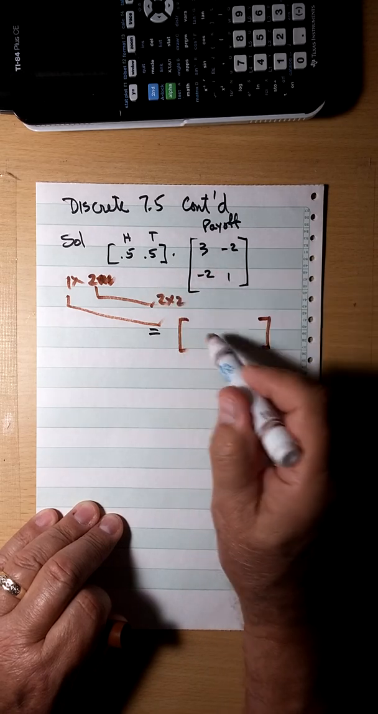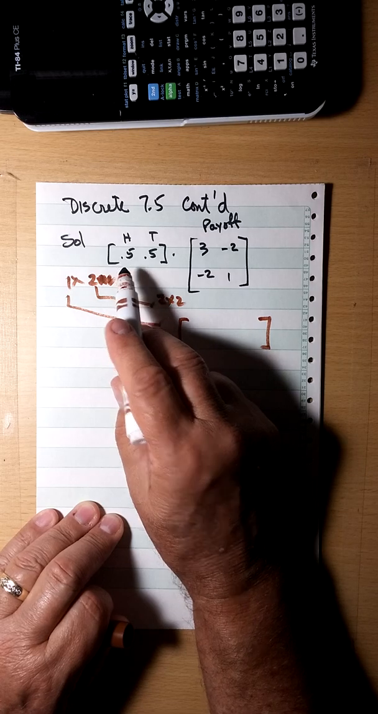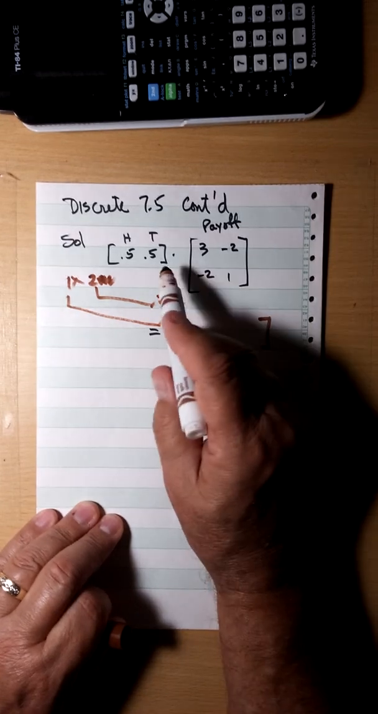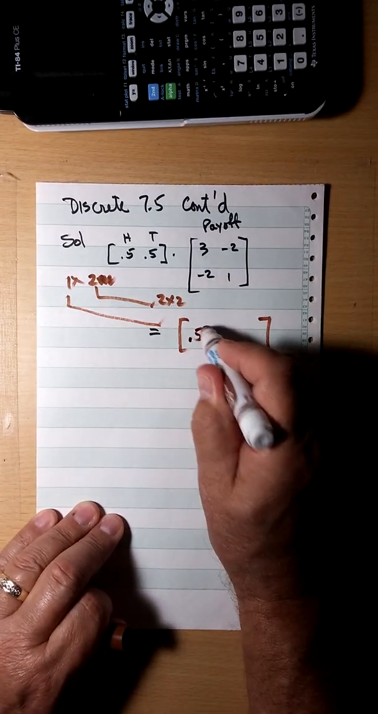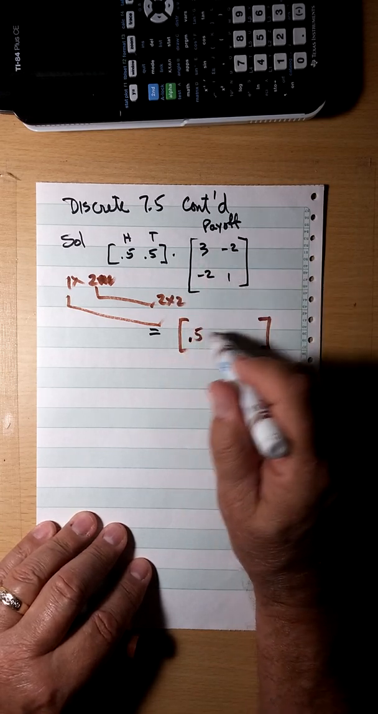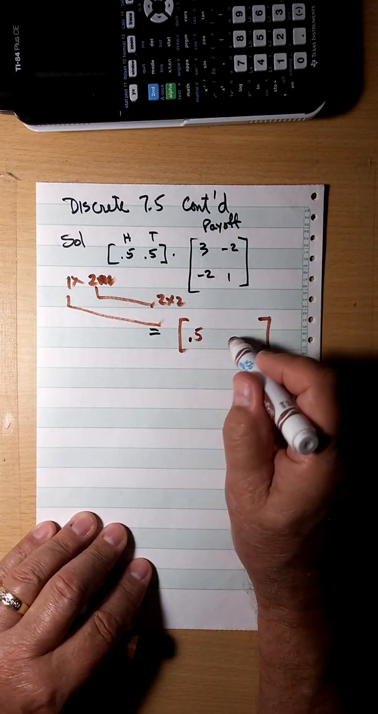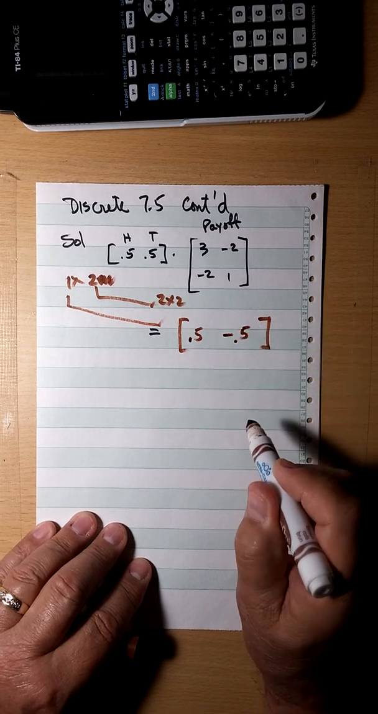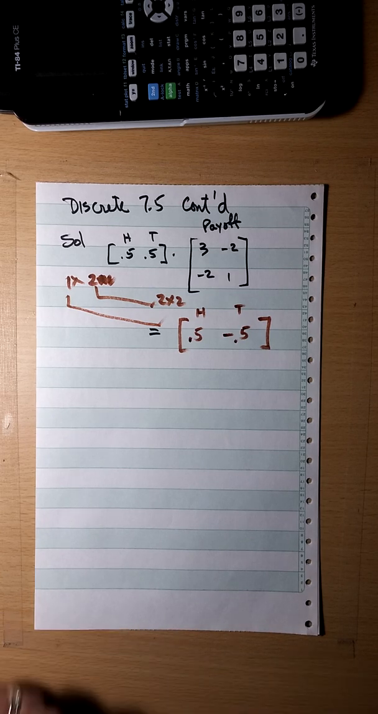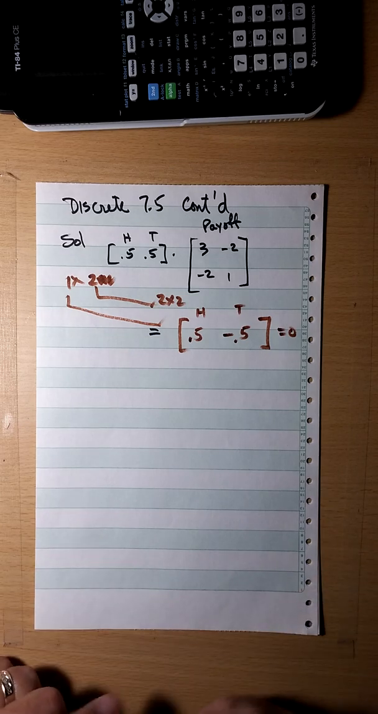So to get the first row, first column, use the first row, first column. 3 times 0.5 is 1.5. -2 times 0.5 is -1, so this we get 0.5. For the first row, second column, use the first row, second column. This is a -1 and this is 0.5, so the -0.5 for this. And so these are the heads and tails. If we add the row, we do get 0. So this is a fair game.